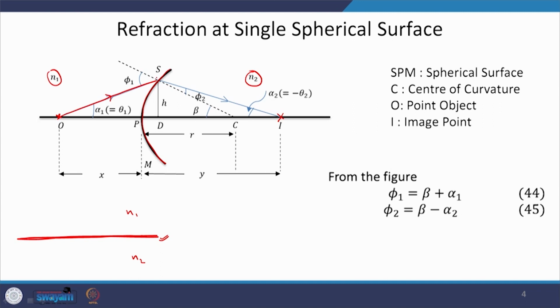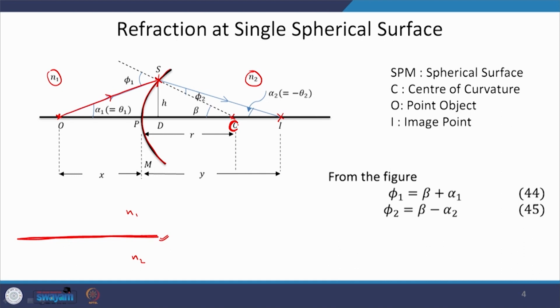To know the direction of the ray after refraction, we will have to first draw a perpendicular. Since the surface SPM is curved, and this is a spherical surface, it must have some center, and suppose this center is situated at point C here. Now, if we draw a perpendicular at point S here, this perpendicular will pass through point C, which is the center of this spherical surface.